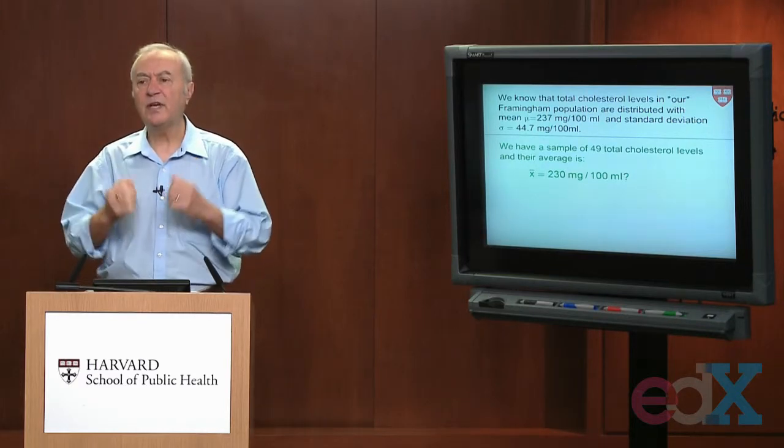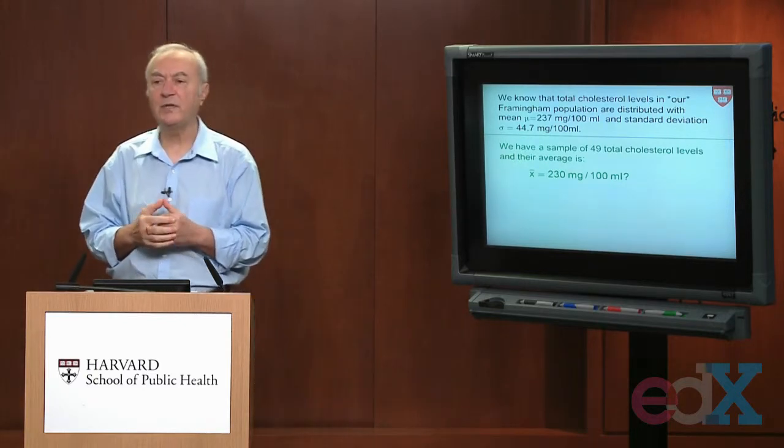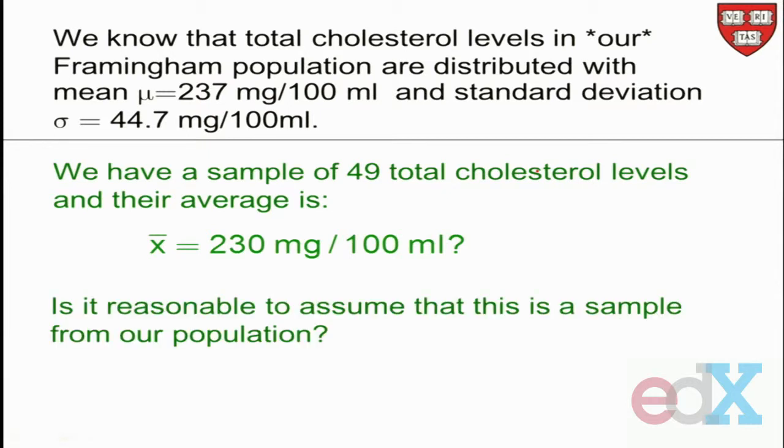Is it possible that we could take a sample of 49 from your population and come up with a sample mean of 230? Maybe what you would do is say, okay, standard deviation 44.7, you're taking 49, the square root of that is 7, 7 into 44.7 is about 6 and a half, so 230 is one standard deviation away from 237, and so the central limit theorem tells us that what we're talking about is quite possible. It's a likely event that will be within plus or minus one standard deviation of the population mean. So it would be reasonable in this case to assume that this is a sample from our population.